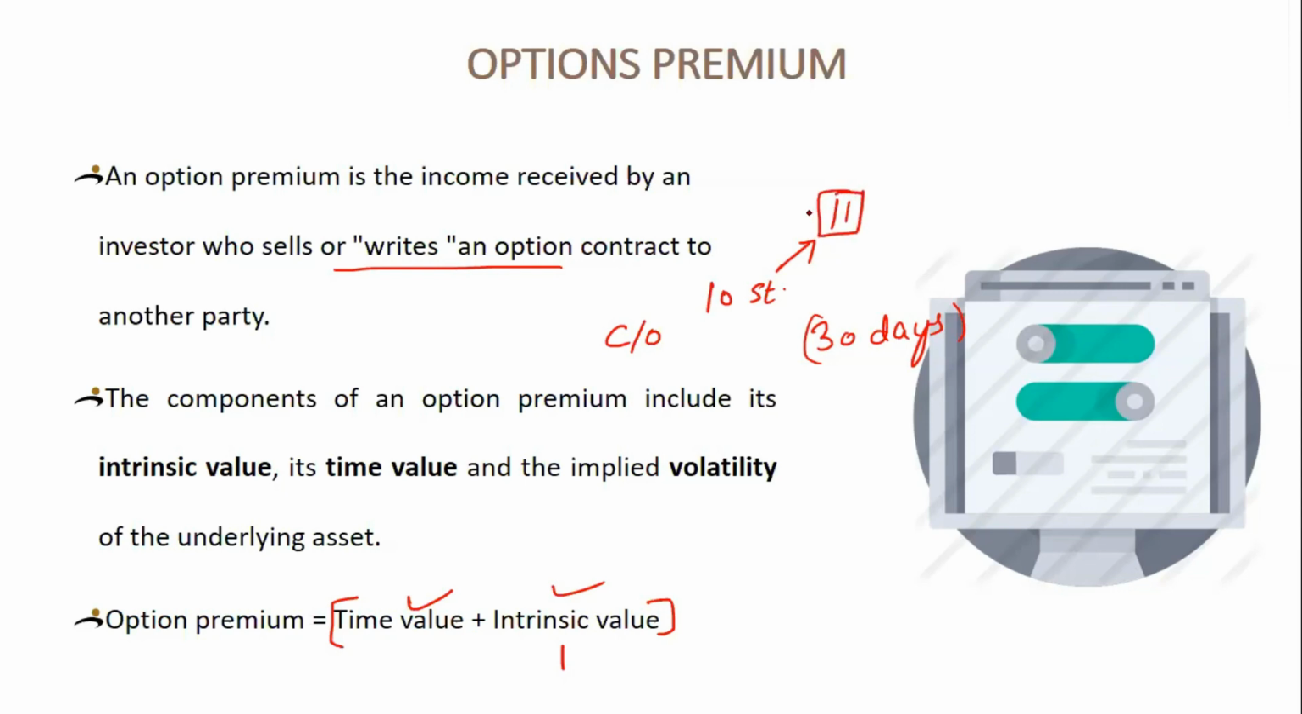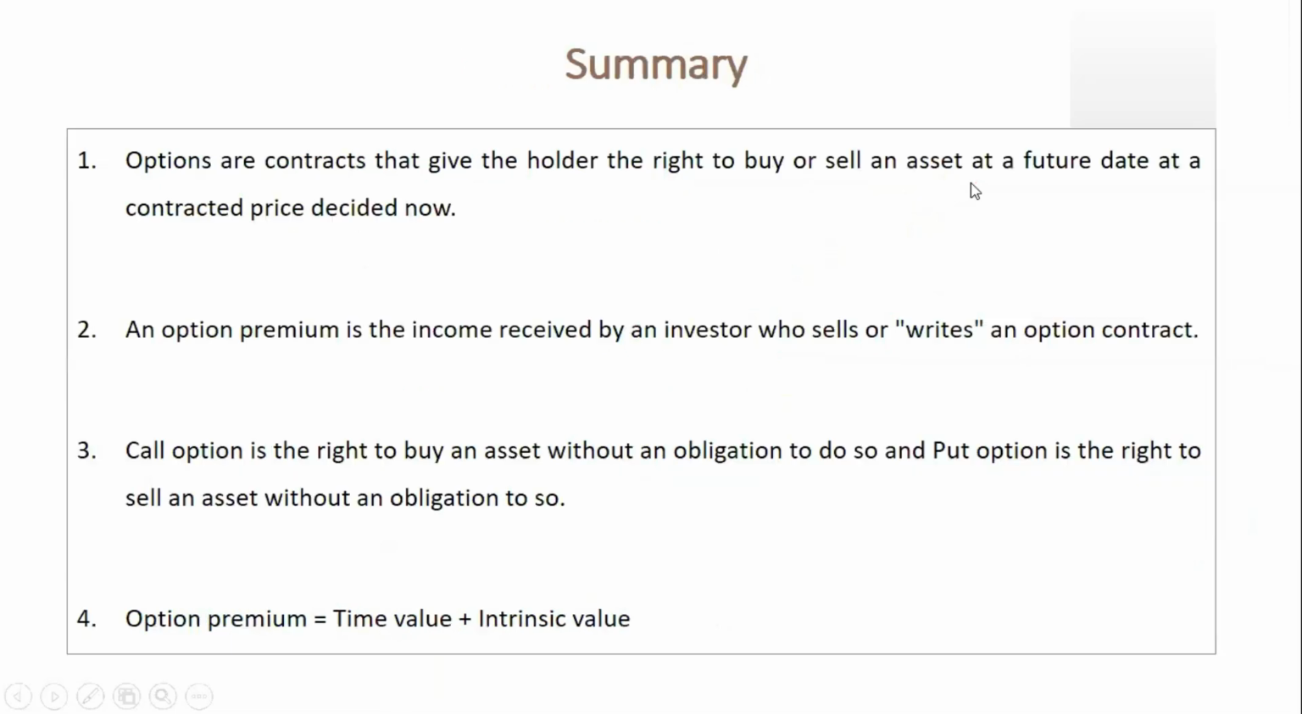because 1 dirham is already profitable. He is taking extra risk for the next 30 days. So he needs more compensation. Maybe he needs 1 dirham more. So this 1 dirham more which he is charging will be for time value. So together this option premium is worth 2 dirham if strike is 10 and spot price of the stock is 11.